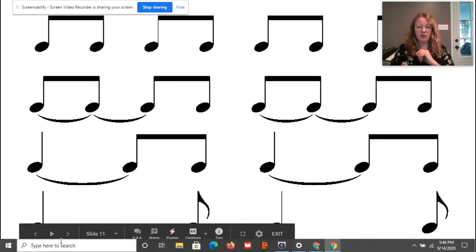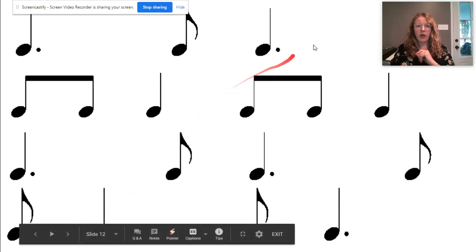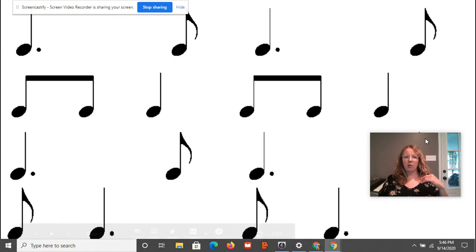Sorry, that little slide thing keeps popping up at the bottom, right where I need you to work. All right, new rhythm. Slide 12, new rhythm. I'll move this as we go.